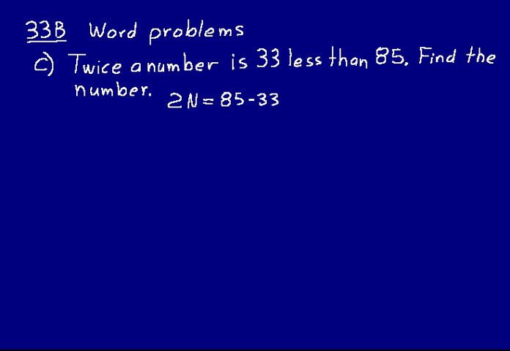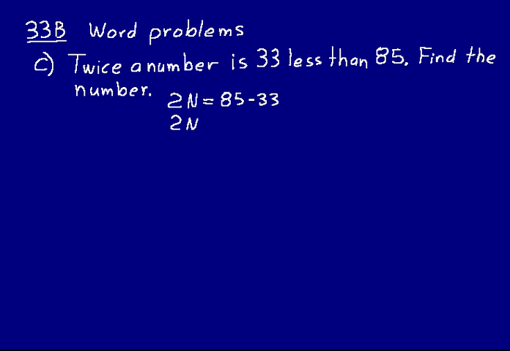So when you see that phrase, less than, you kind of have to rearrange your algebraic equation compared to your English sentence. 33 came first in the English sentence, then 85, and you just switch those in the algebraic equation. So twice a number is 33 less than 85. So let's just go ahead and solve this now.